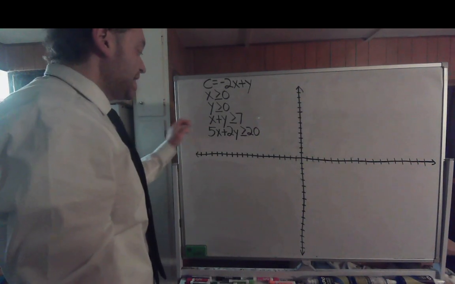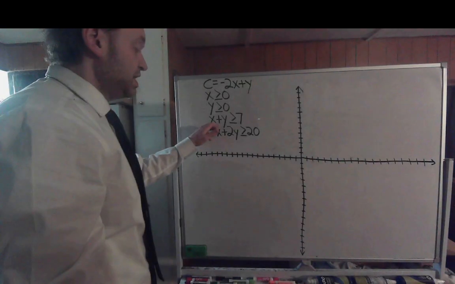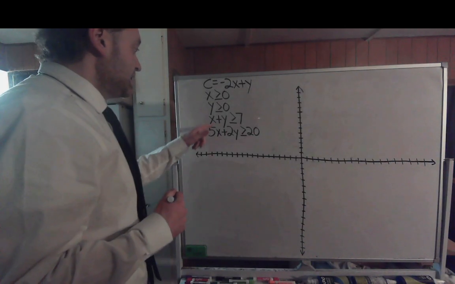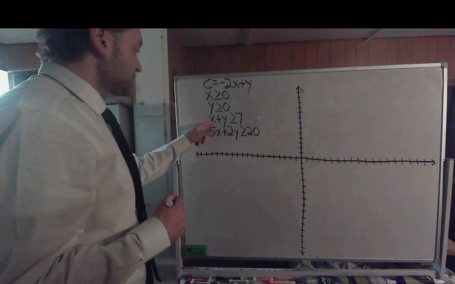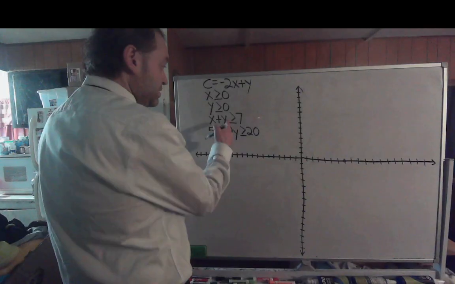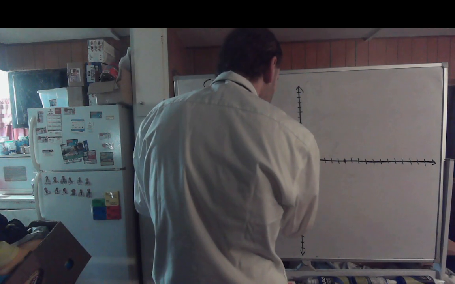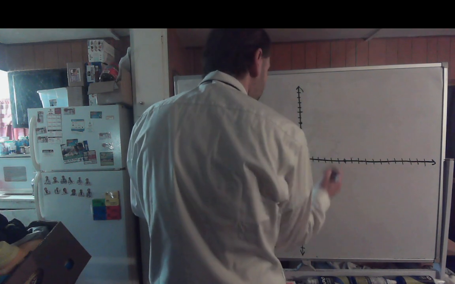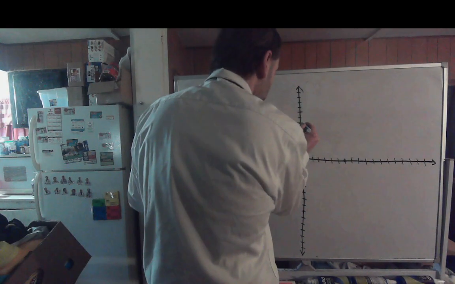Then we need to figure out x plus y is greater than or equal to 7. Well, it's got the equal to component, so let's draw a solid line. So the x-intercept, of course, would be 7, 0. Your y-intercept would, of course, be at 0, 7. So let's go ahead and graph that line.